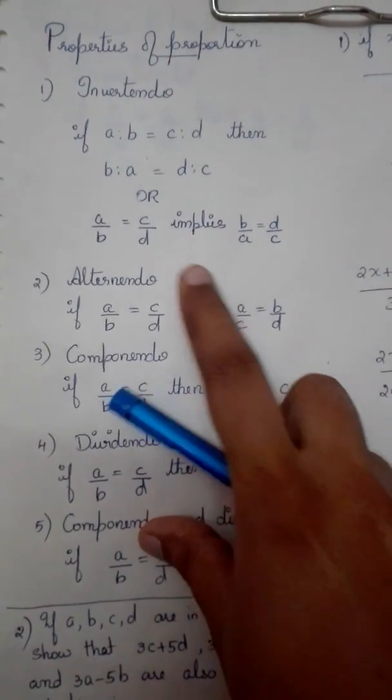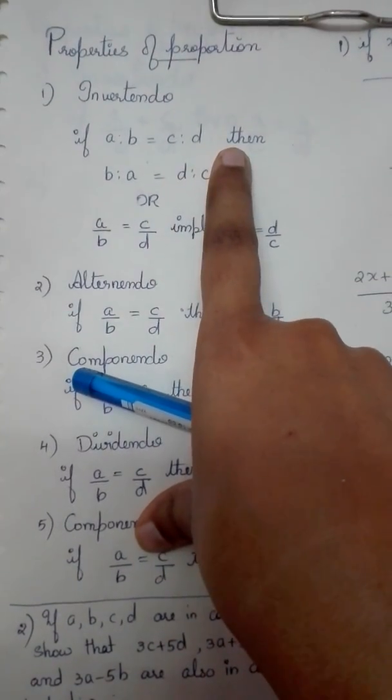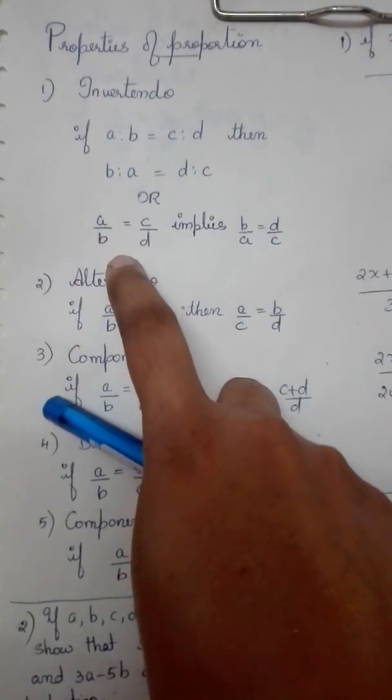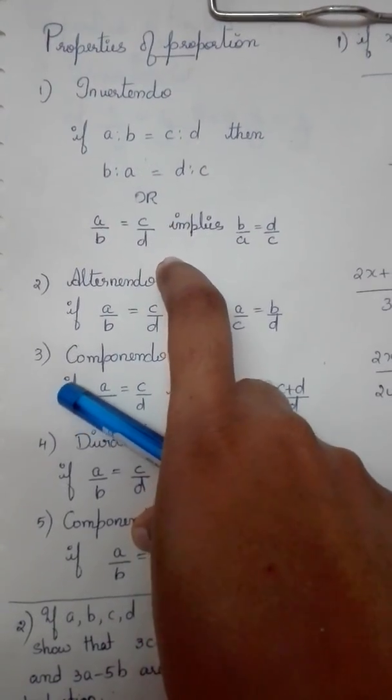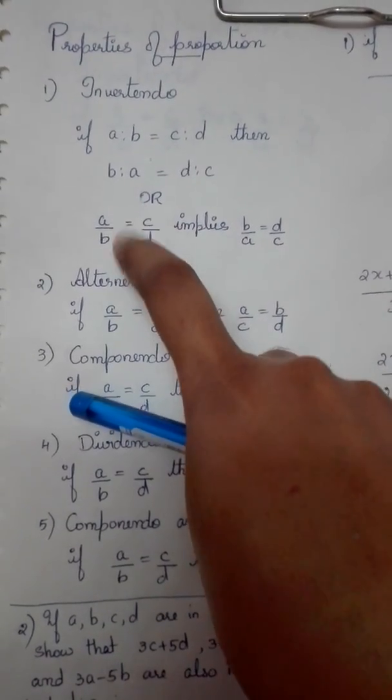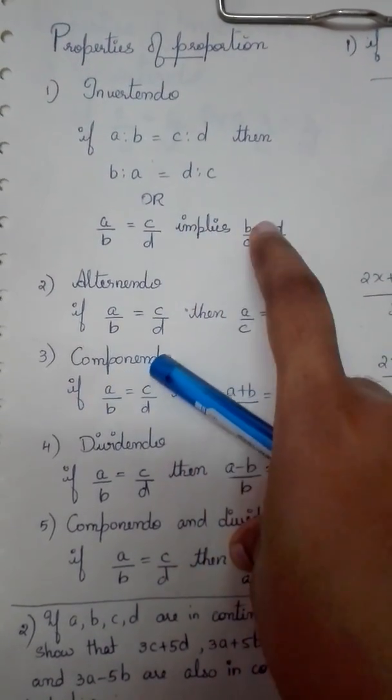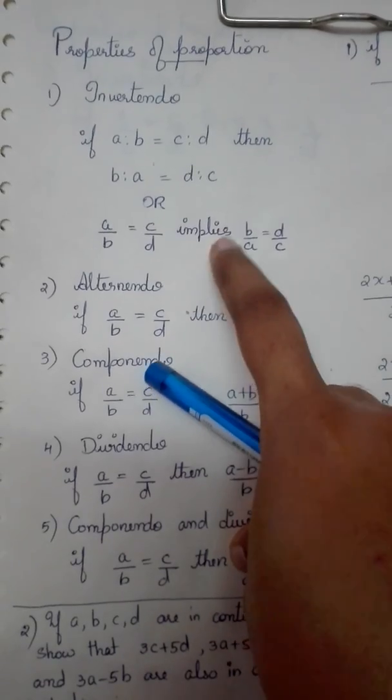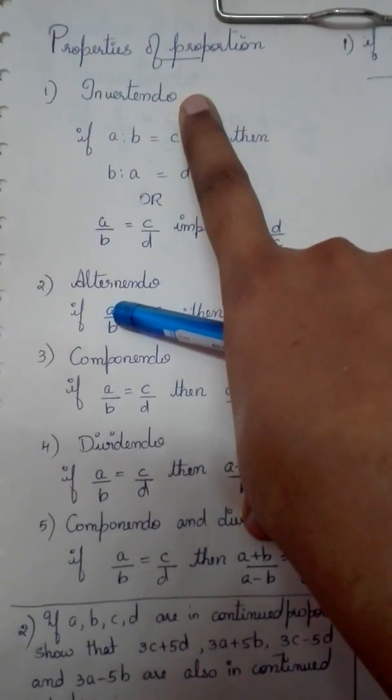Invertendo says that if A, B, C, D are in continued proportion, that is, if A by B is equal to C by D, then you can write B by A is equal to D by C. That is, you can simply swap the ratios. This property is known as invertendo.